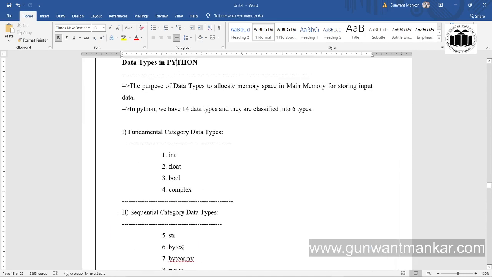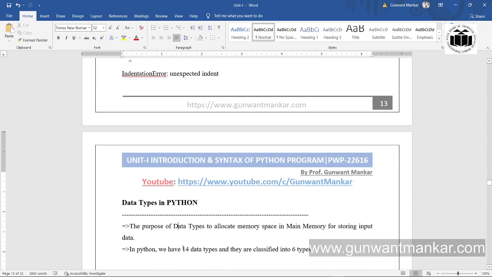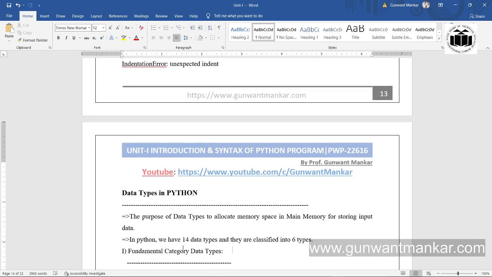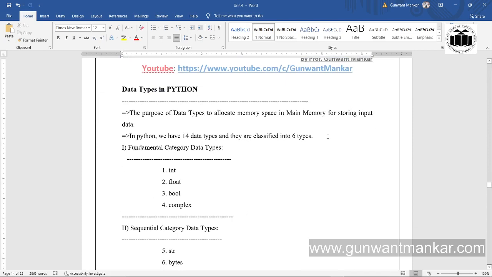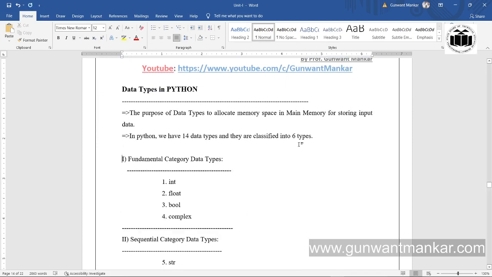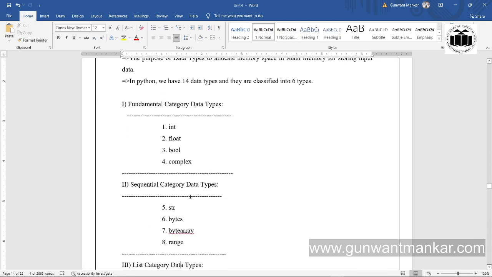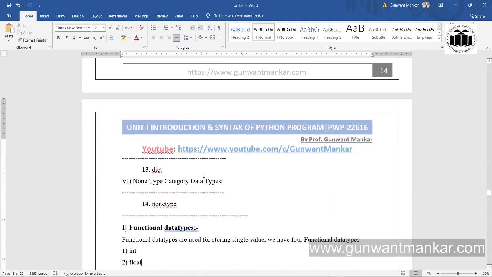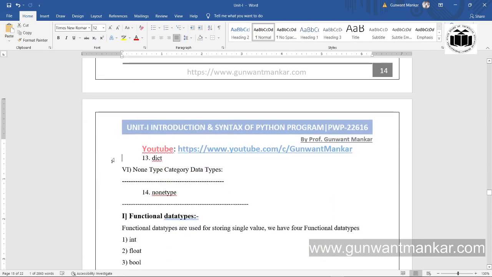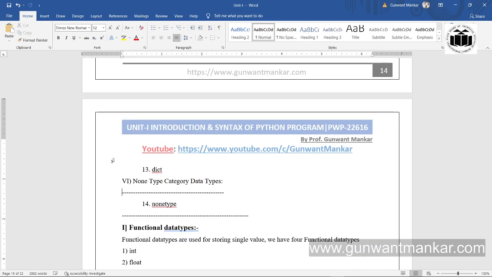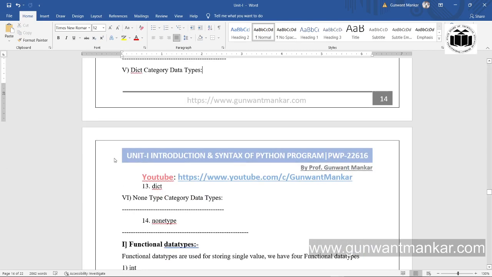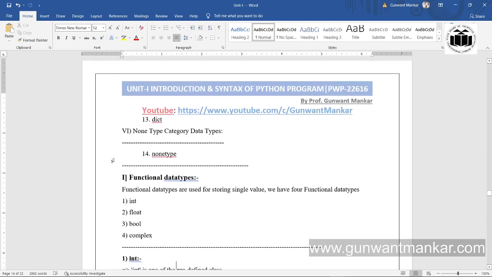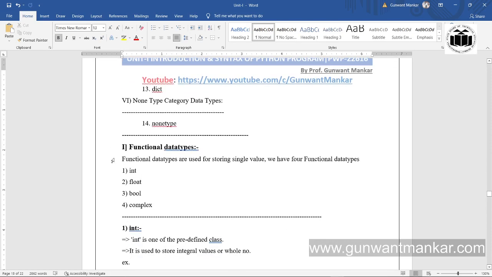So these data types are categorized. In the functional category types we have integer, float, bool, complex, that we have seen. Right now we are going to see the str type of data. Okay, str data type means a string data type. In dictionary, only the dict category is there. None type is a none type.